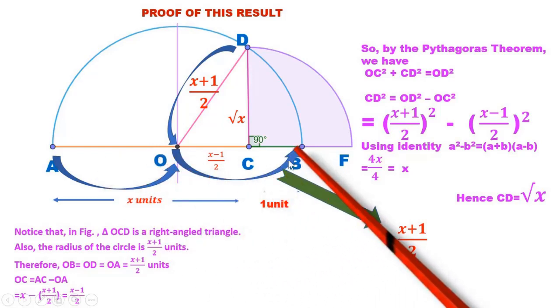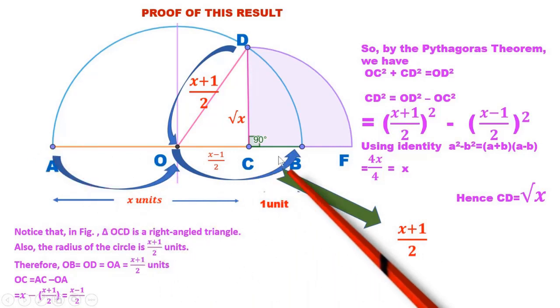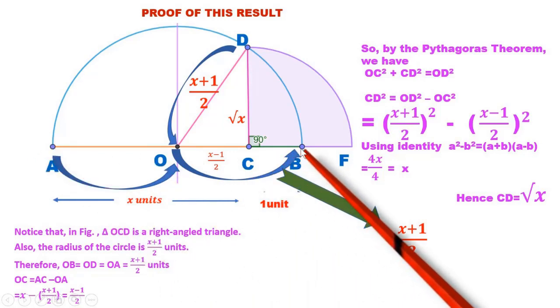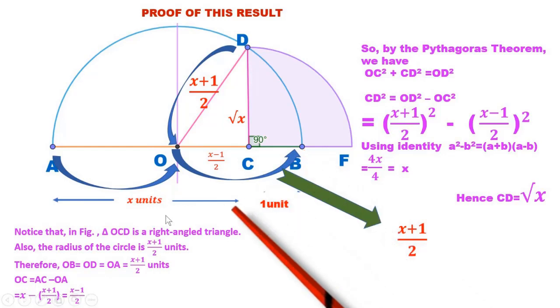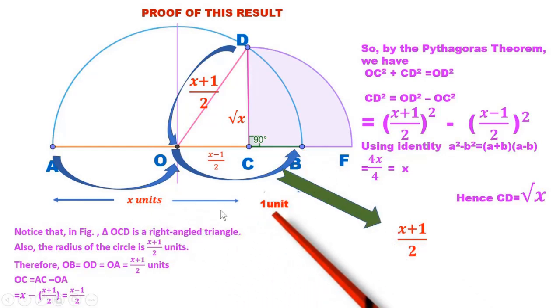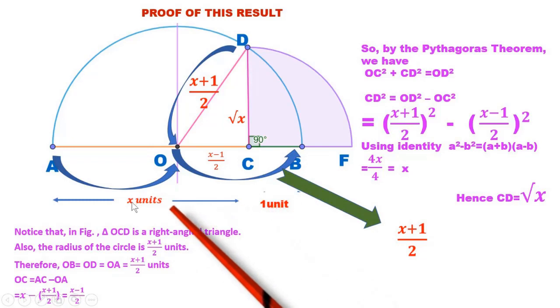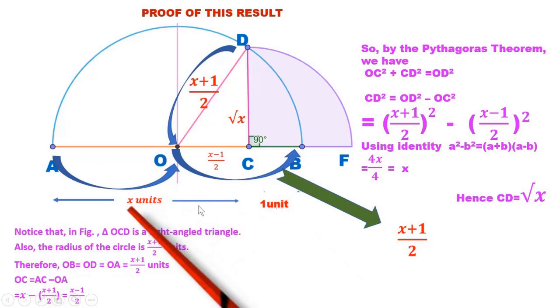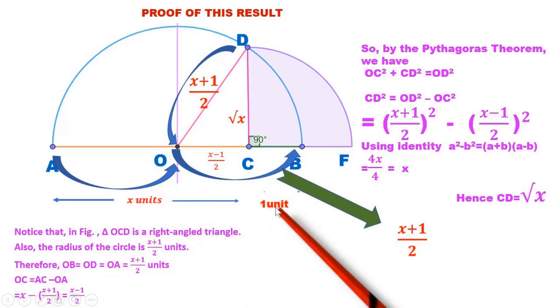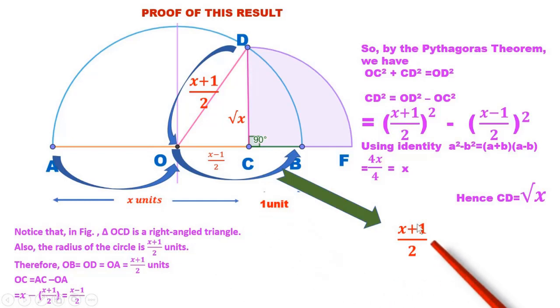First recollect that AB is the diameter of the semicircle or circle. What is the value of diameter AB? AB is equal to x plus 1. Now, what will be the radius? Radius will be half of the diameter. That will be equal to (x plus 1) upon 2.